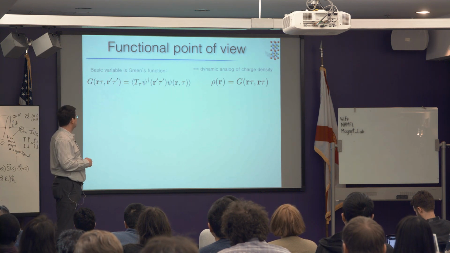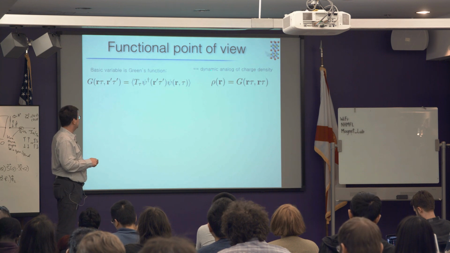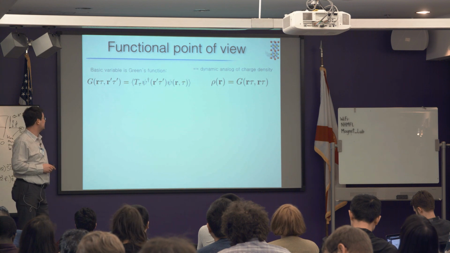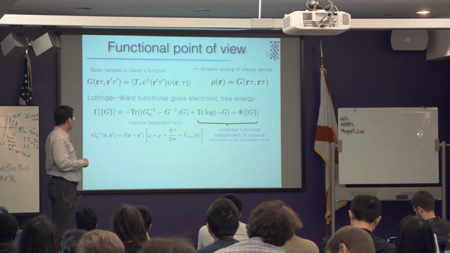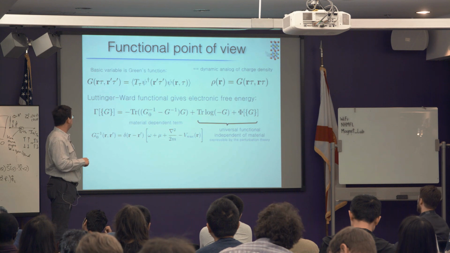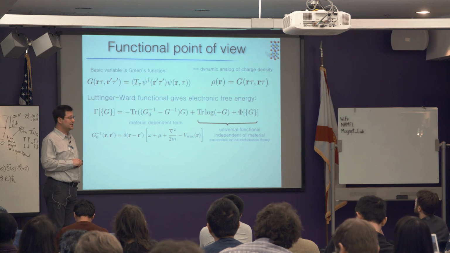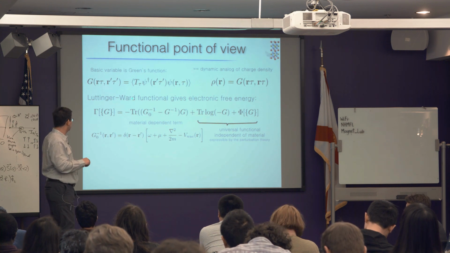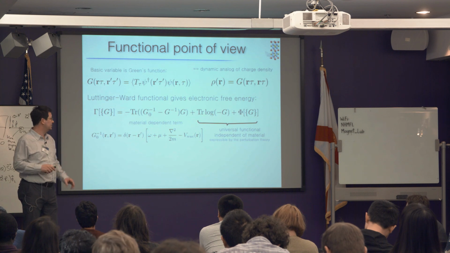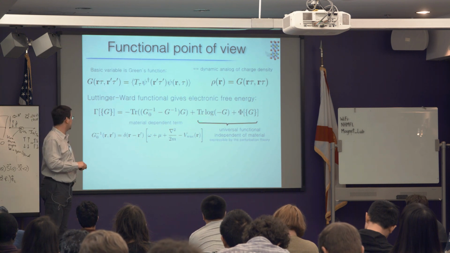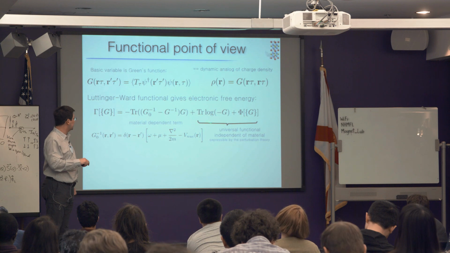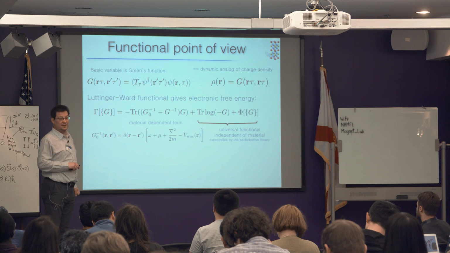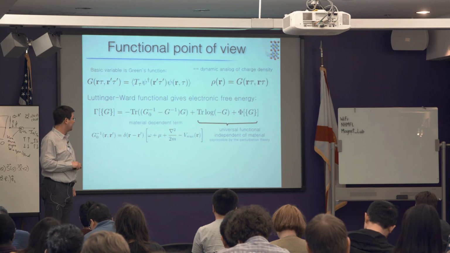Now, when you do this functional point of view, the basic variable here is not the charge density like in DFT, but it's the Green's function, isn't it? So the Green's function is the basic variable. And then you write down a functional which gives you the free energy, okay? Free energy. And this functional is actually, well, one of those functionals, there are many, but one of those which I like to look at is the so-called Luttinger-Ward functional that has this form, okay? So it has a universal functional, like in DFT, and then a material-specific one where the nuclear potential is hidden, isn't it?